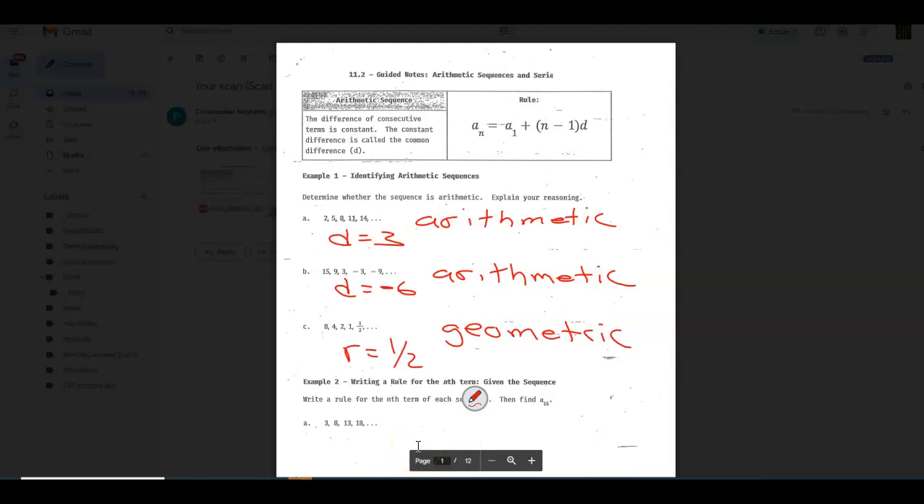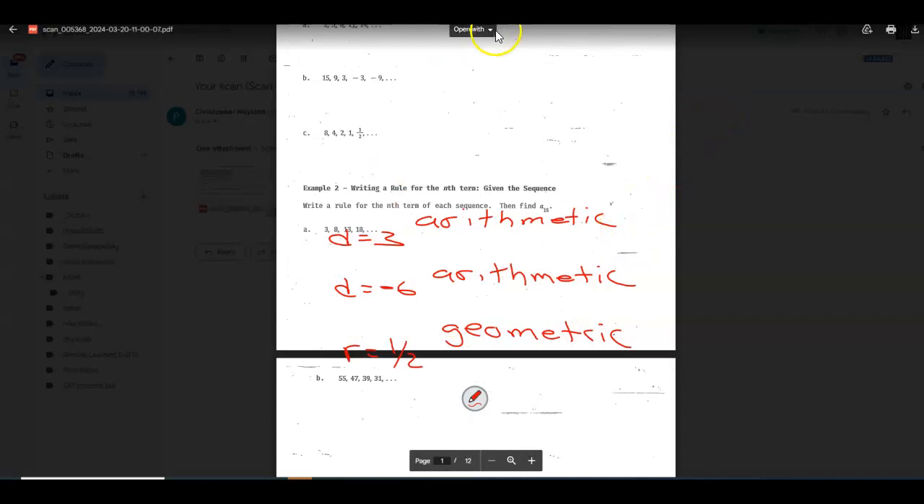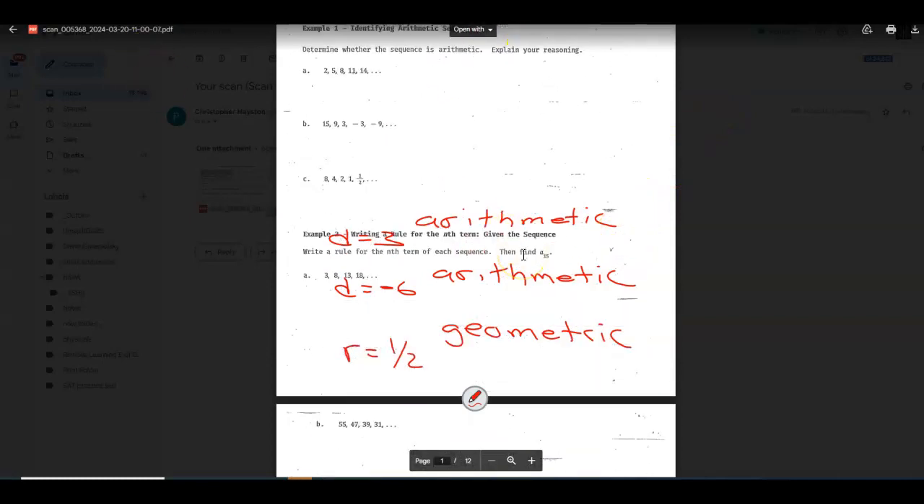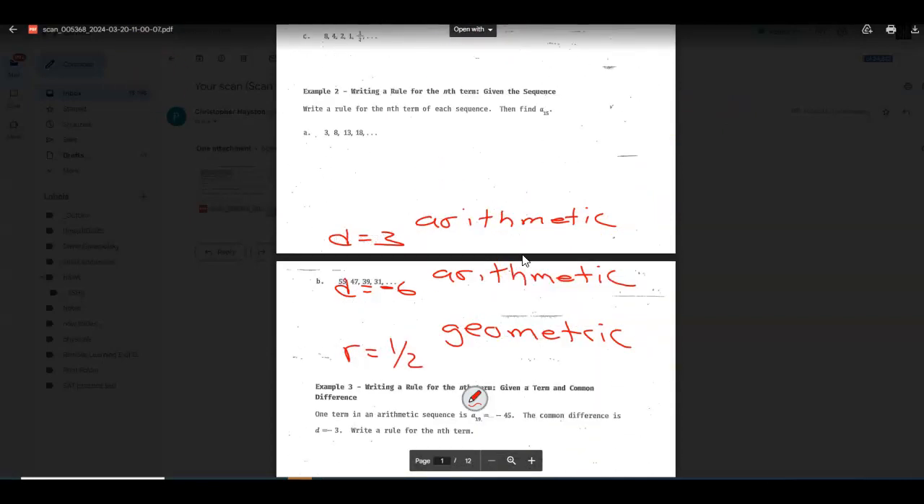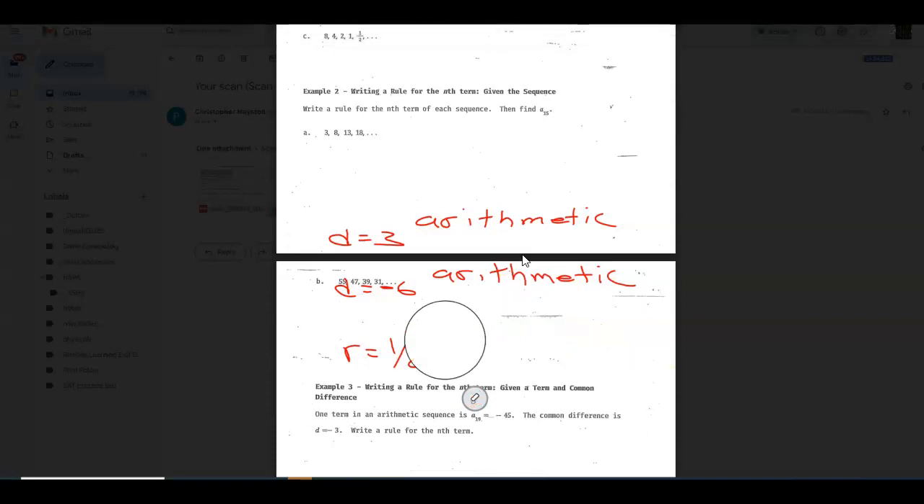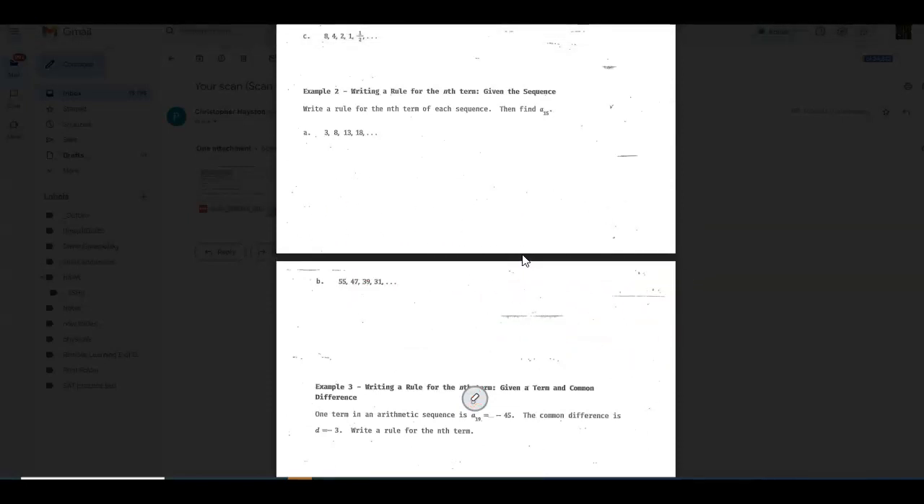Writing the rules. Now, unfortunately, I can't really scroll up. So what I'm going to end up doing is I do have to erase as I'm going along. The copy of this answer key, though, is in the Google Classroom.